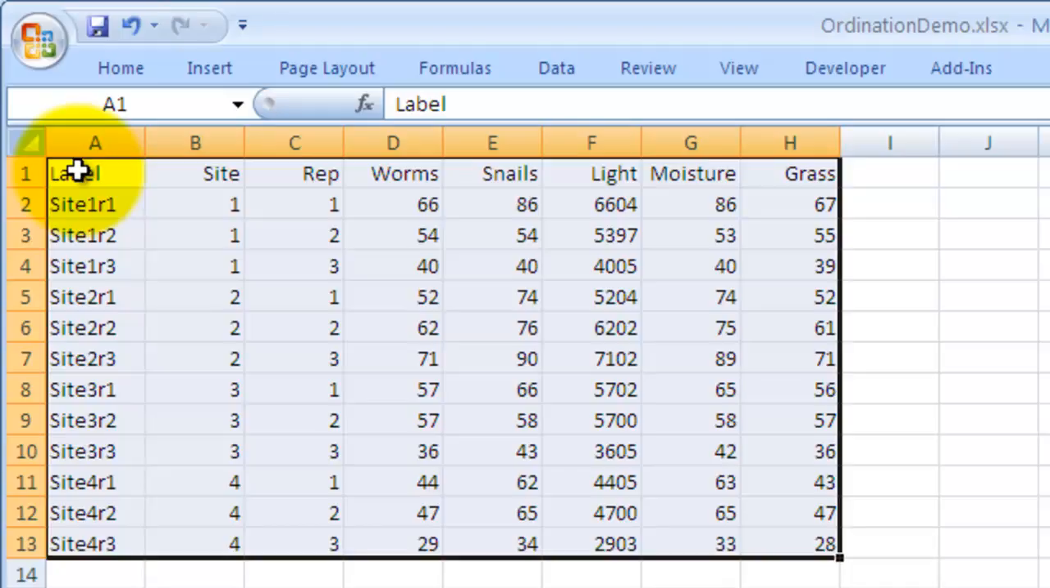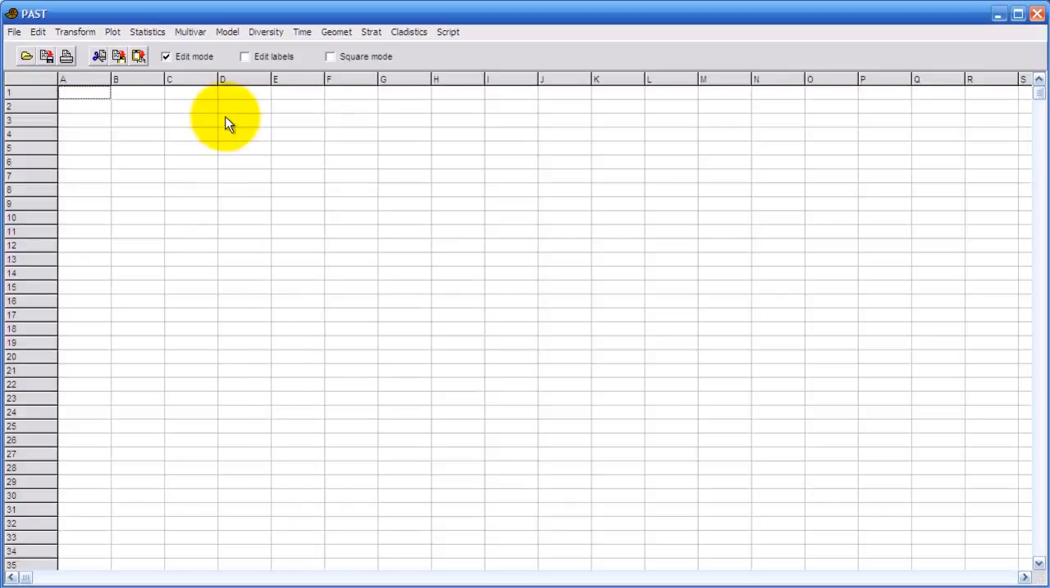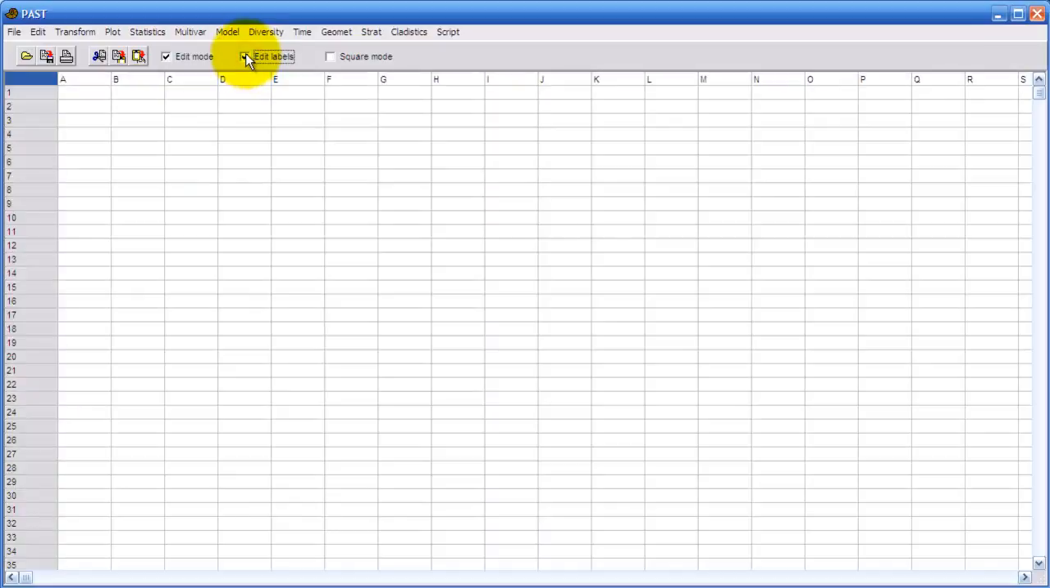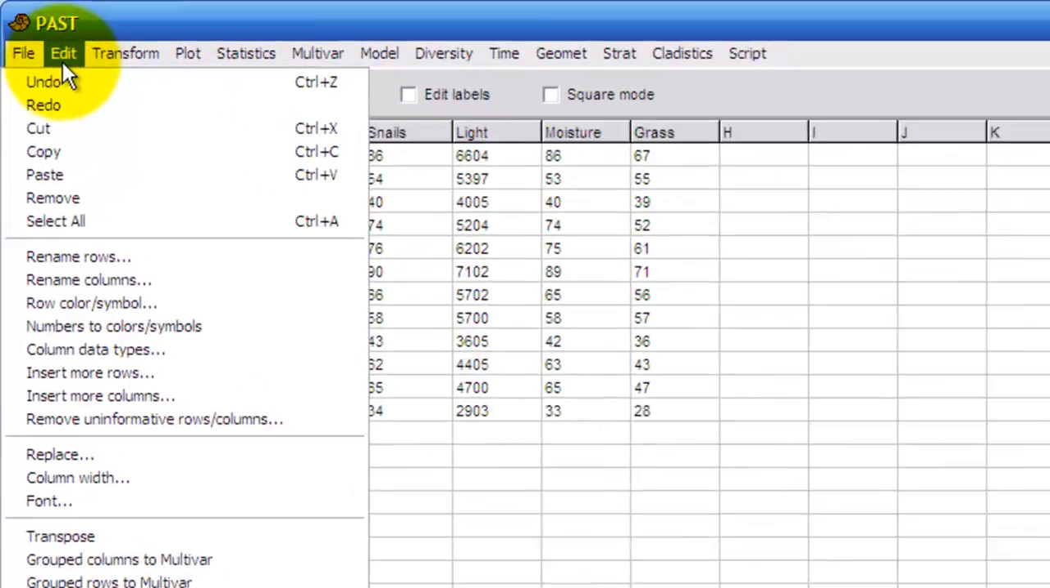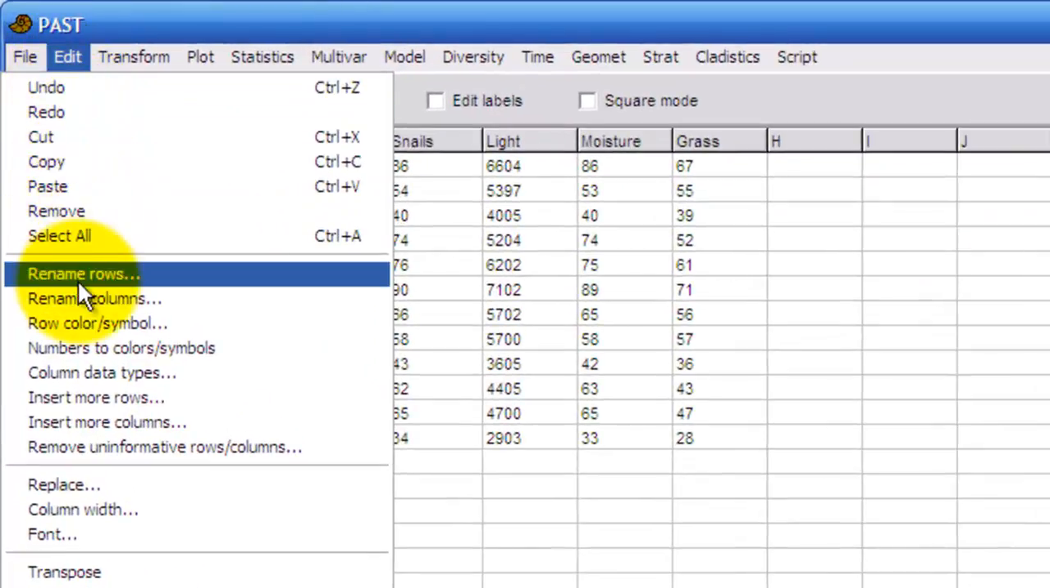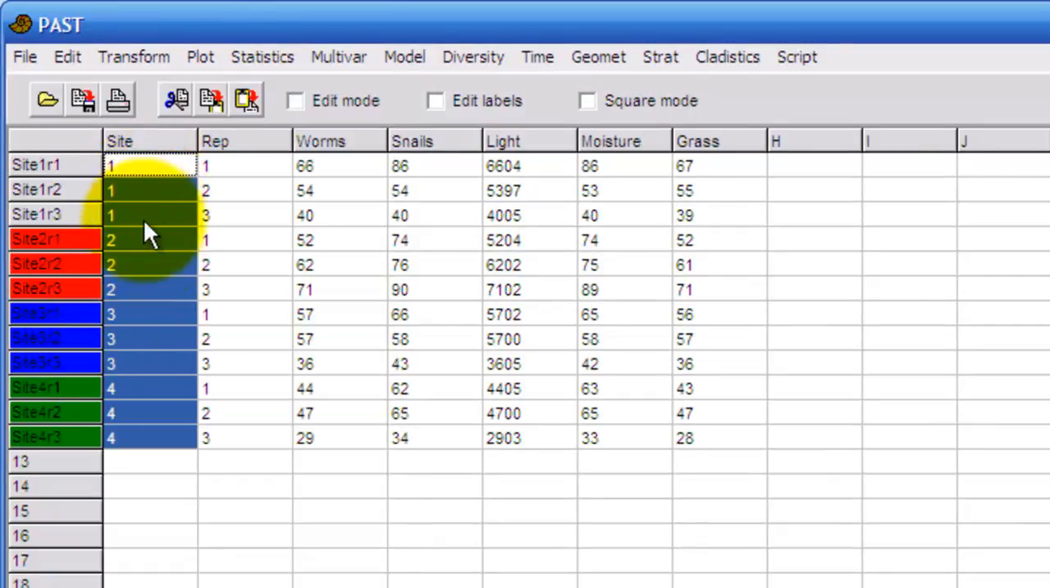So I've selected the whole set there and do the usual copy, Control C, over to PAST, edit labels on, and paste that in and turn the labels off. Now the first thing I want to do is make it easier to look at the results by going to Edit, Numbers to Color Symbols. And so I've used the site numbers here to label and color the rows.